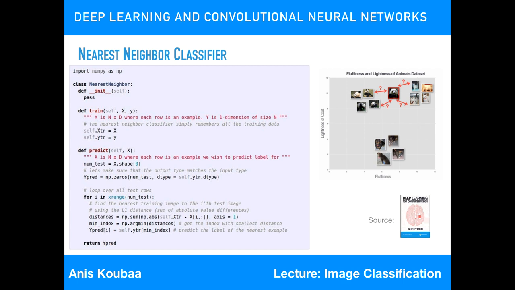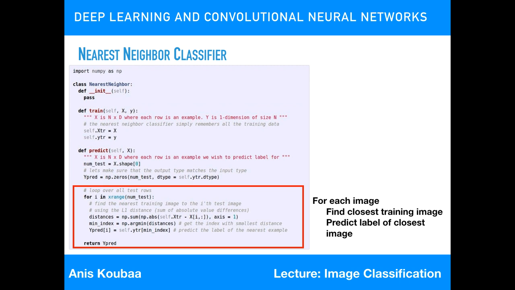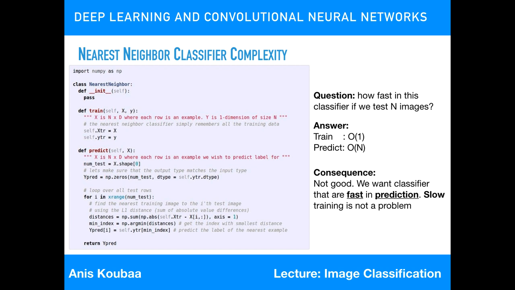But as you have already inferred, this technique is not very efficient. Here, this is the phase to memorize all the data and labels. And here, you will try to find the closest training label based on the distance computation. So the question: how fast is this classifier if we test n images? The answer here for the training is that it is only O(1), you know, the complexity of algorithms.